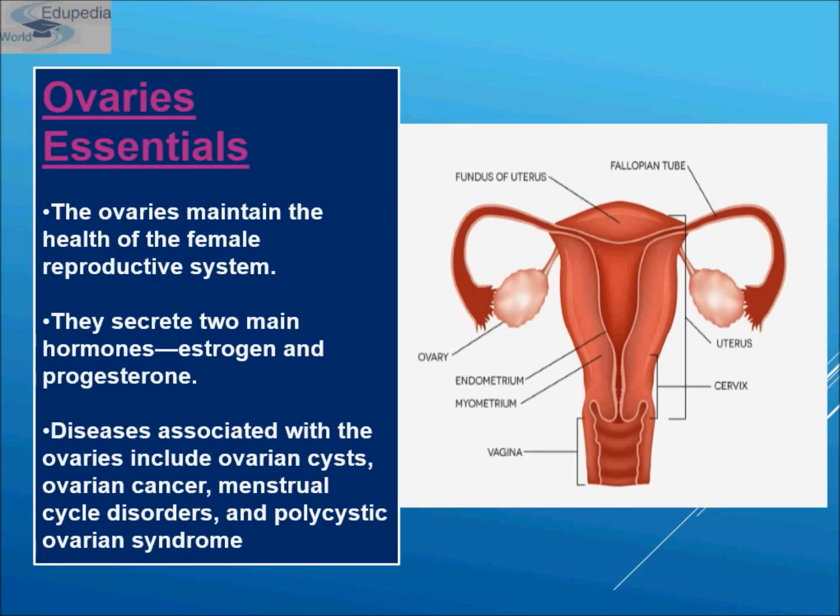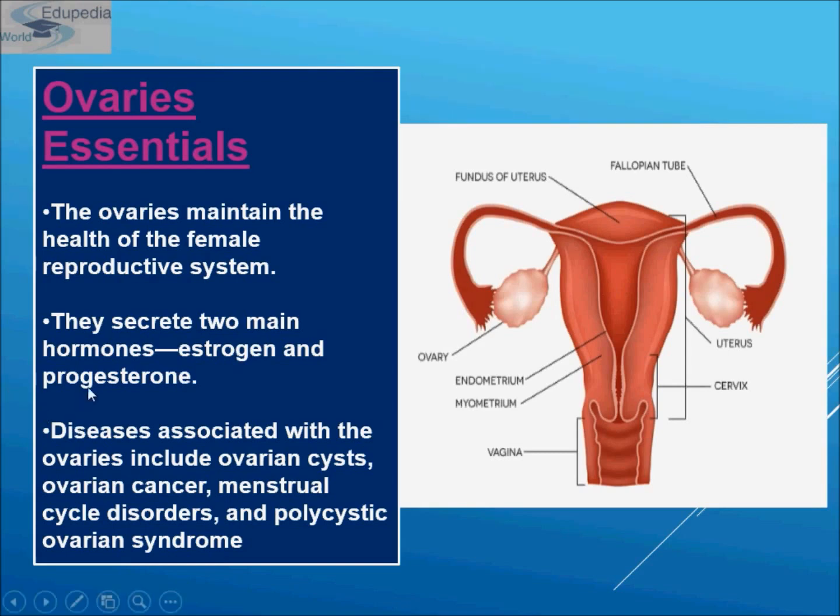The developing ovarian follicles secrete a steroid hormone known as estrogen, okay, known as estrogen, while the corpus luteum secretes another steroid hormone known as progesterone, okay. Both estrogen and progesterone are called female sex hormones and they are steroids.